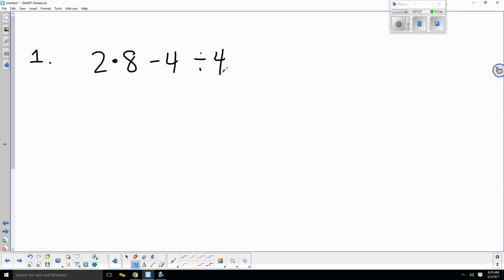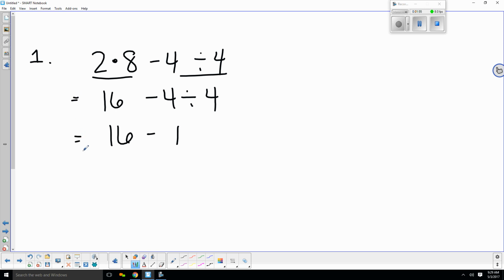Okay, number 1. Says what number is equal to, and then it gives me 2 times 8 minus 4 divided 4. Okay? We have no parentheses. I have no exponents. Now I have a multiply and a divide. Multiply comes first because it was on the left, so I'm going to do it first. Then I'm going to come through and do the divide. Now I have no more multiplying and dividing left. Then I'm going to do a subtract. So 15, which is D, would be my answer for number 1.